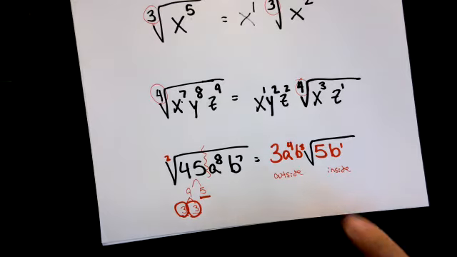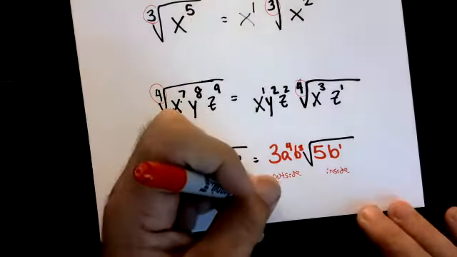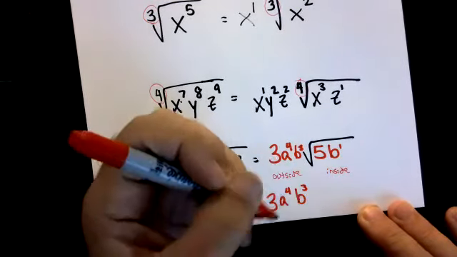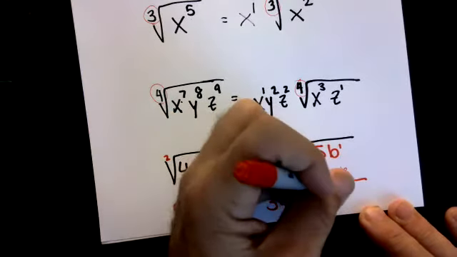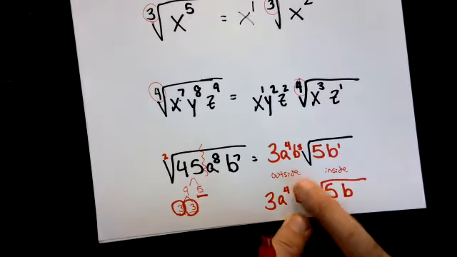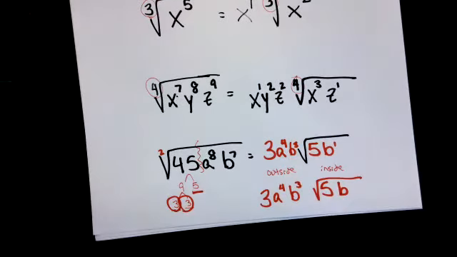Now I didn't do a very good job, but make sure that 3 stays with the b and does not look like a cubed root. So really it should look more like 3a to the 4th, b to the 3rd, and then the square root of 5b or 5b to the 1st. I try to leave a space big enough in here so this doesn't look like it's a cubed root. Because when I write it like this, it's kind of tough to tell whether that's a root or not. So just be careful of that.